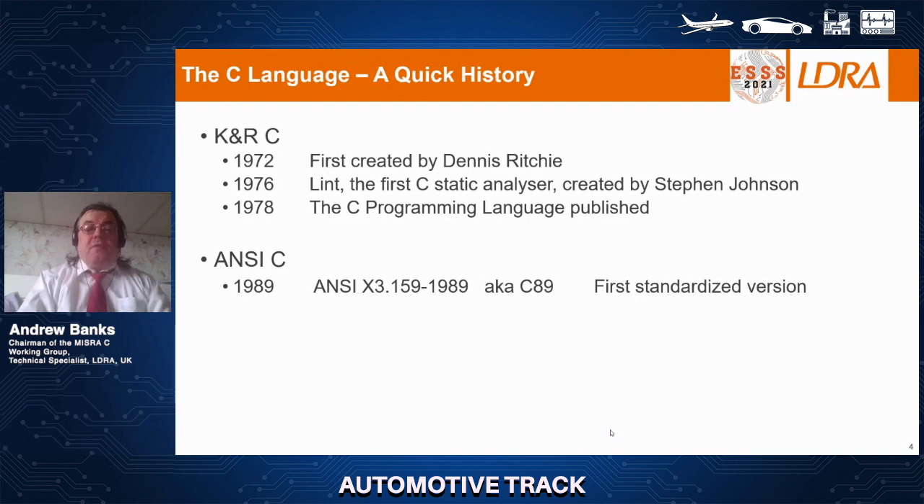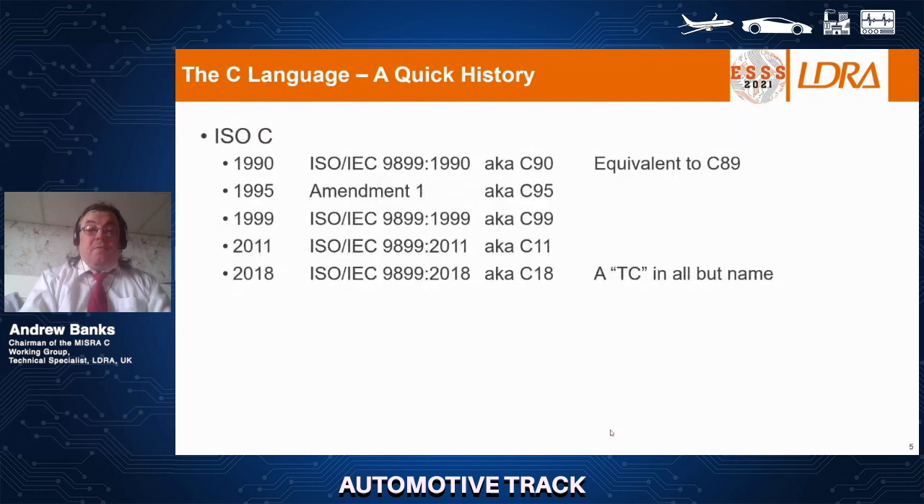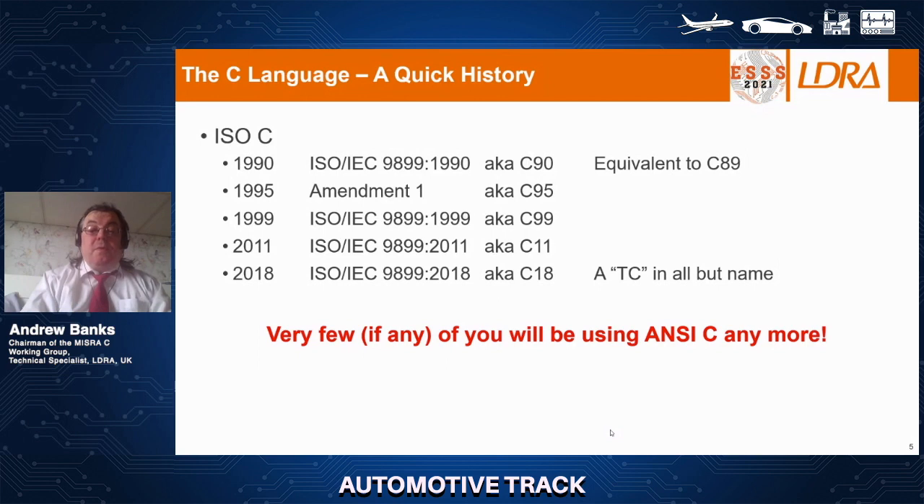Fast forward a few years and the C language was finally standardized as ANSI C in 1989. This was quickly realized to be a good thing, and so ANSI C was standardized internationally as ISO C a year later. The 1990 version of the standard is identical to the 89 ANSI C. But even within standards, things don't stay the same. And so in 95, there was an update. 1999, a fairly big revision. 2011, another update. And 2018, there was a TC in all but name. And all being well, there will be a new version in 2023, adding some more features. The key point here is very few of you will be using ANSI C anymore, although we still hear people say, I'm using ANSI C.